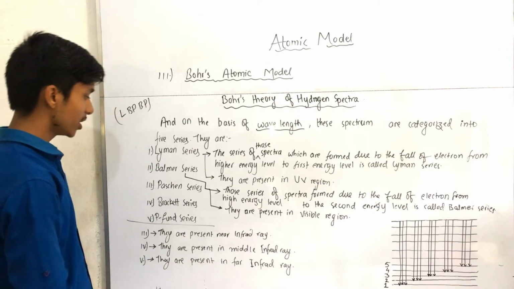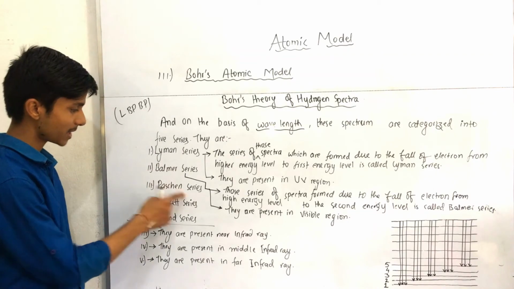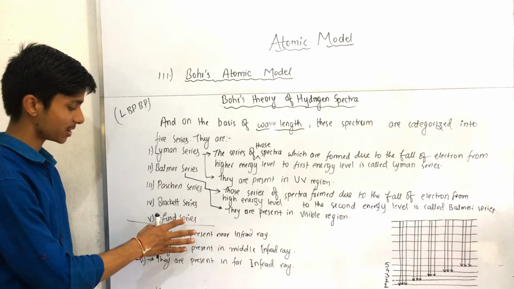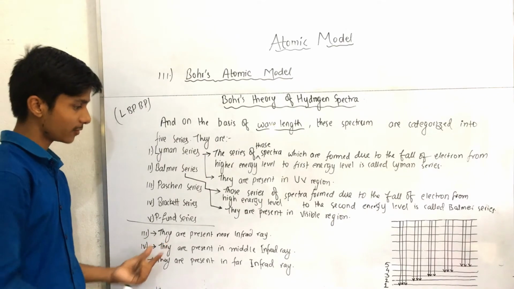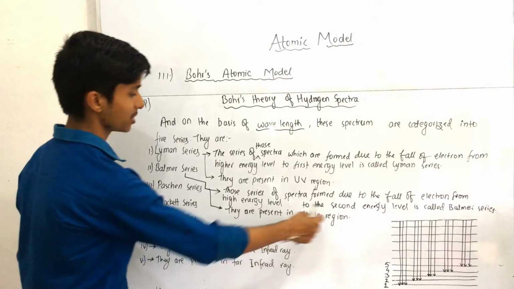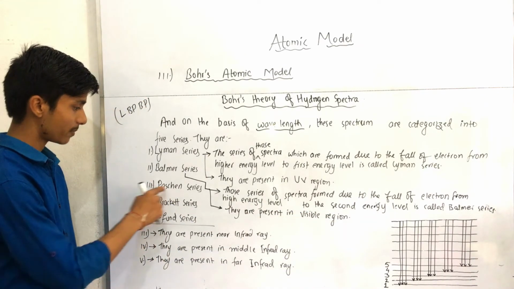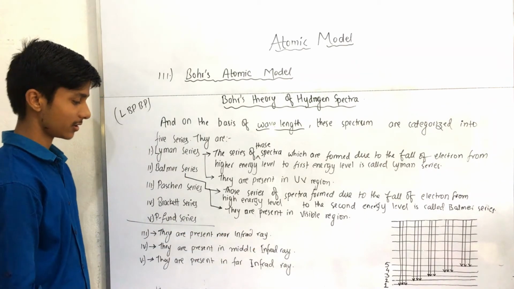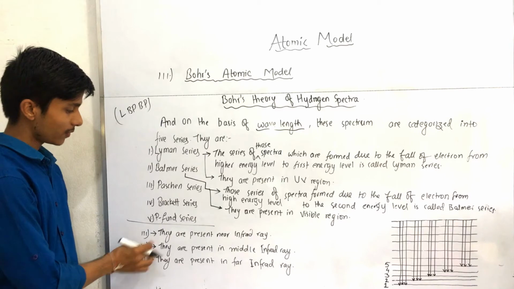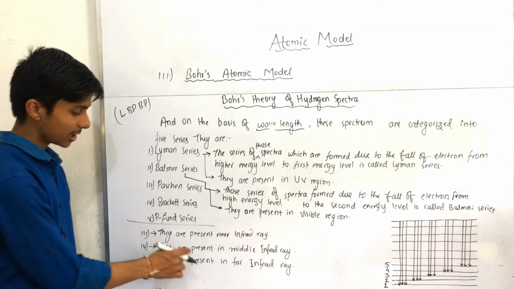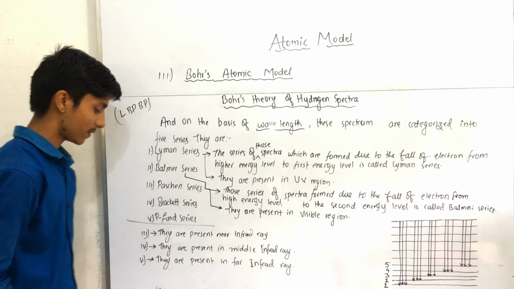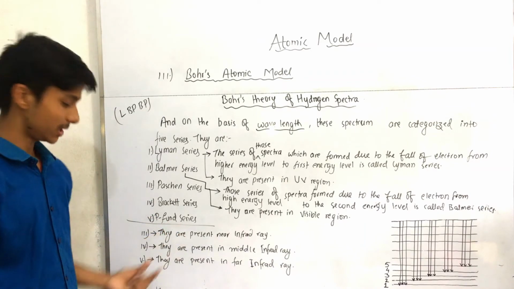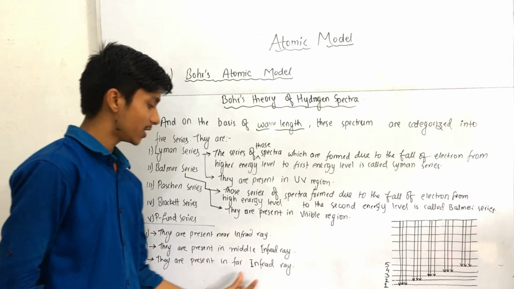And likewise, you can write the definition for Paschen series, Brackett series, and Pfund series. I have written its second point like this: they are present in the visible region. Like this, for Paschen series, they are present in near infrared ray. For Brackett series, they are present in middle infrared ray, and for Pfund series, they are present in far infrared ray.